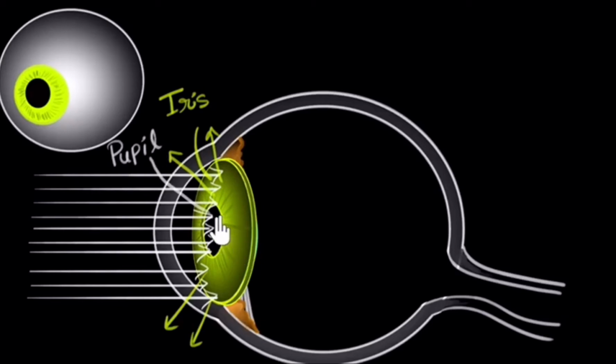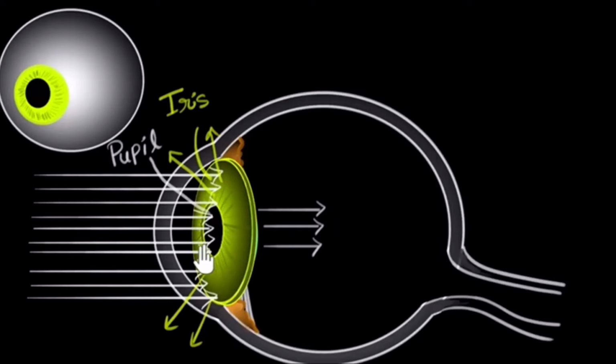And as you can see, the pupil is through which the light enters into our eyes. So through the pupil, light will enter into our eyes, and this is what enables us to see things. Now, our iris has a very important job. Its job is to control the size of this pupil, the hole.